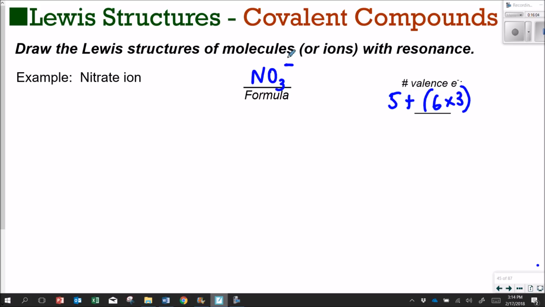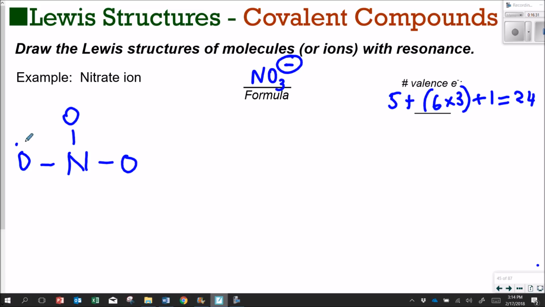And then we have to account for the negative charge. So this has gained an electron, so we are going to add 1. So the total number of available electrons will be 24 for nitrate. Then we draw the Lewis structure as usual. Nitrogen in the center with 3 oxygen atoms around it.